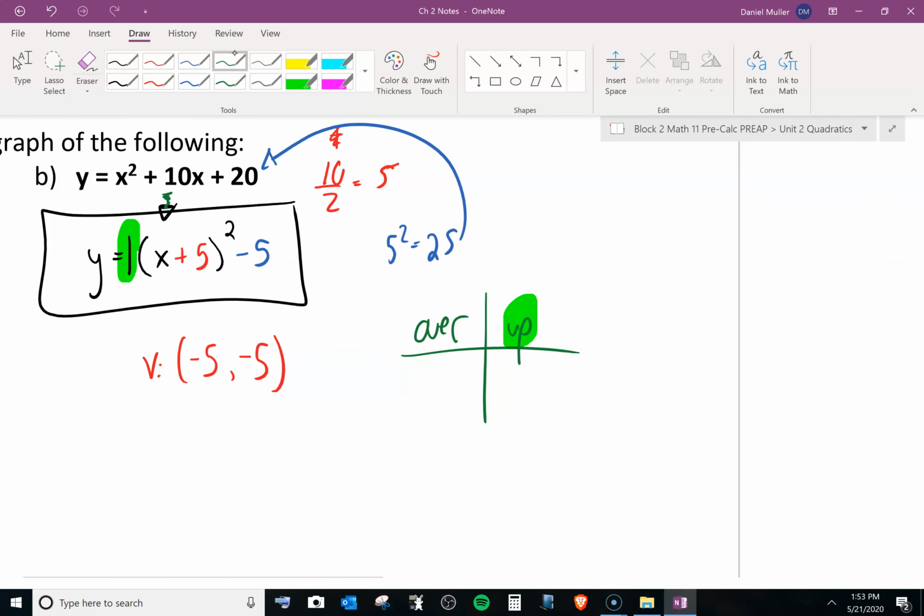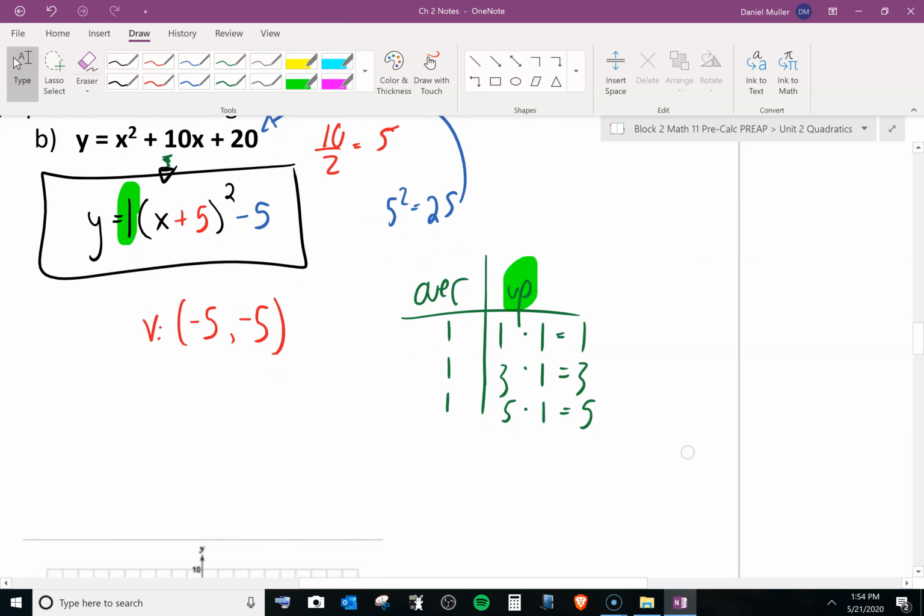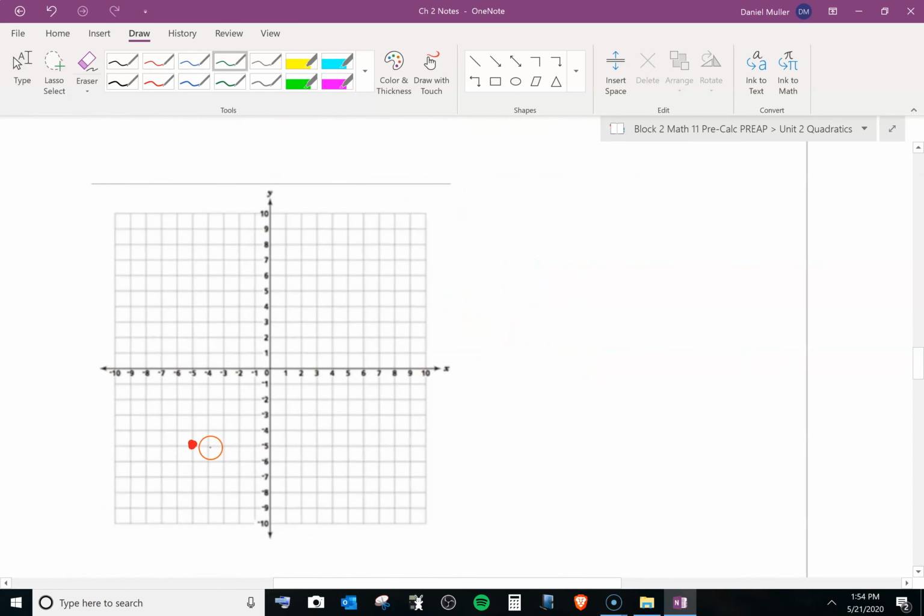And it's always 1, 1, 1, 1, 3, 5, times this by the number in front, which is just a 1. So you're going to get 1, 3, and 5. So over 1, up 1. Over 1, up 3. Over 1, up 5. Over 1, up 1. Over 1, up 3.